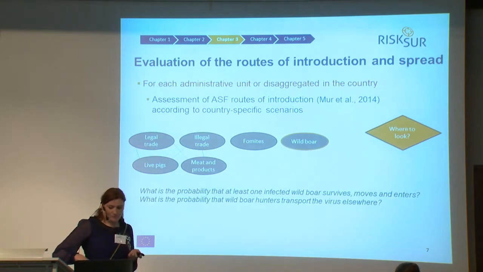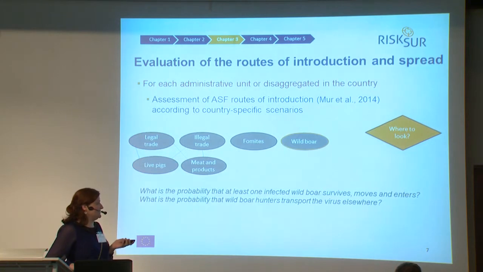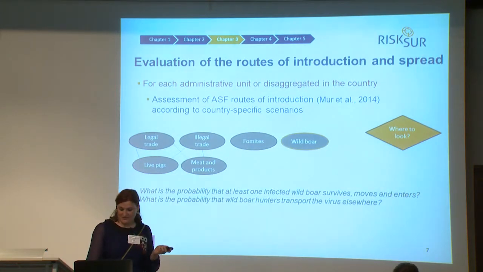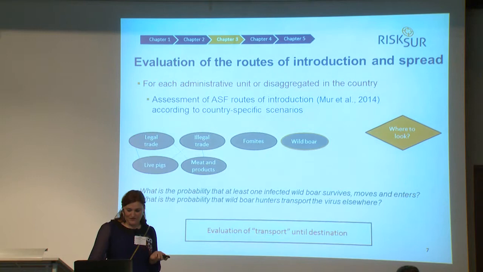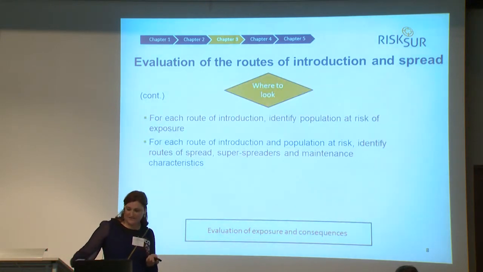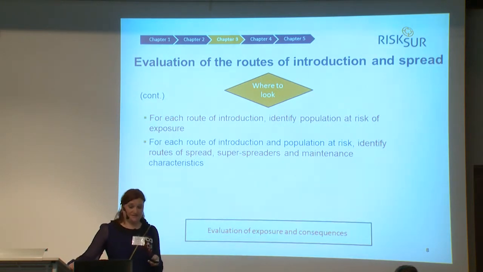And we would be aiming to reply to questions like what is the probability that at least one infected wild boar survives, moves and enters, for example, for analyzing this route, or what is the probability that wild boar hunters transport the virus. Also, this is, I guess, known for everybody in this room, but we have to mention that it's the evaluation of transport until the destination, and then it would be the evaluation of exposure and consequence at destination to complete the where-to-look question.